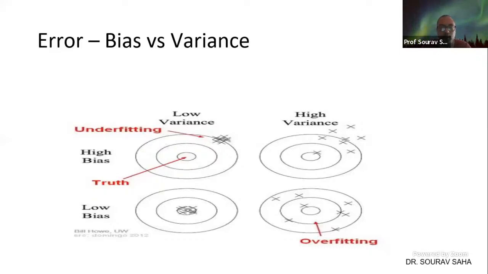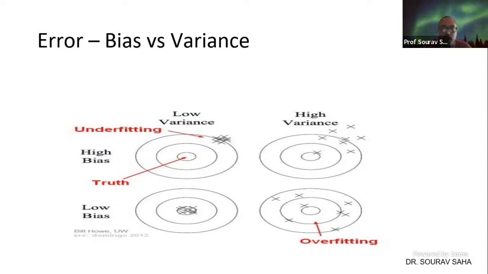So bias is related to overfitting and variance. Sorry, bias is related to underfitting. My bad. And variance is related to overfitting. A biased model is usually an underfit model, while a model with a high variance is usually overfit.